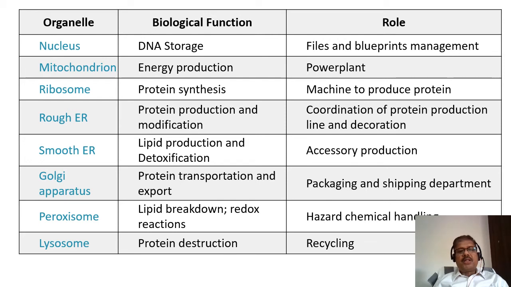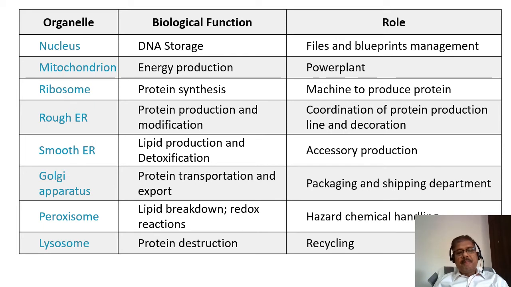Rough endoplasmic reticulum, protein production and modification, and factory part coordination of toy production line and decoration. Smooth endoplasmic reticulum, lipid production and detoxification, and on the other side it is accessory production. Golgi complex or Golgi apparatus, protein transportation and export, and packaging and shipping department.